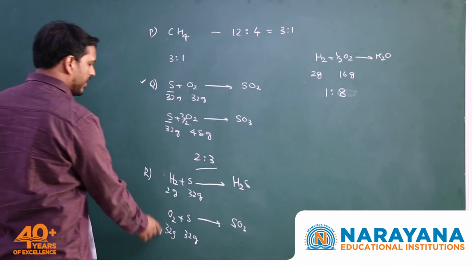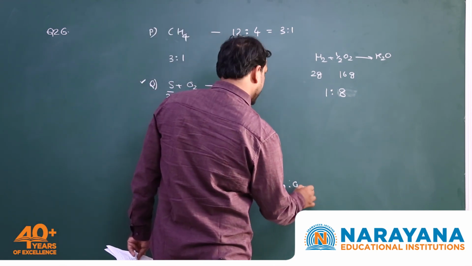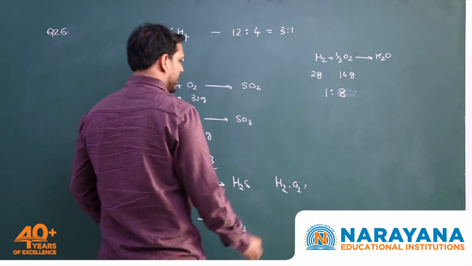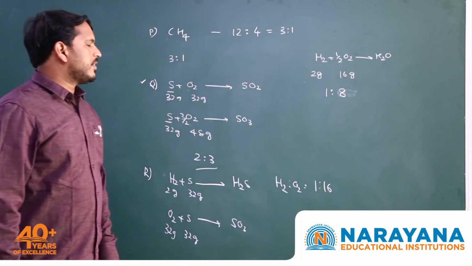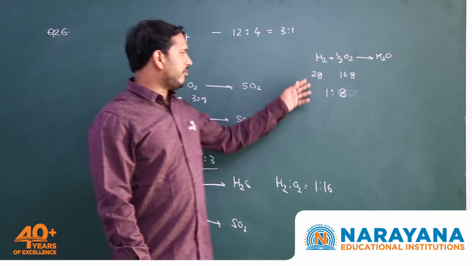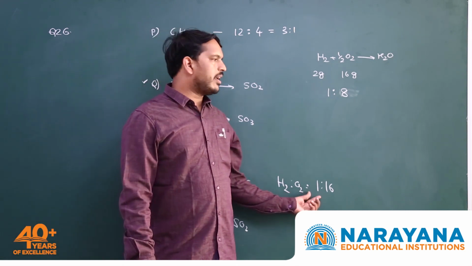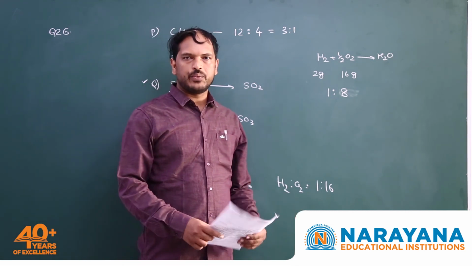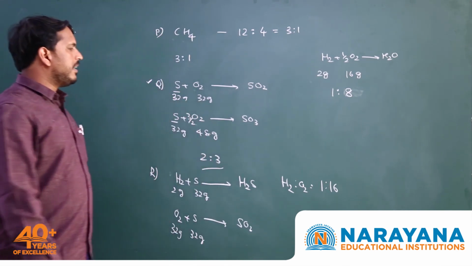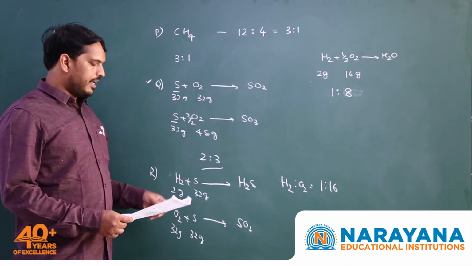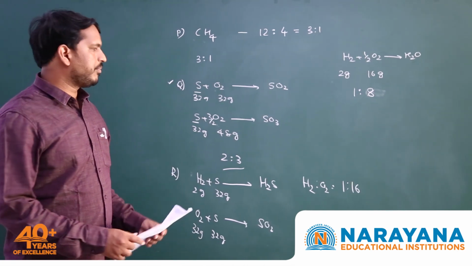Here weight ratio of H2 and O2 is how much? H2 and O2 weight ratio is 1:16. So, now if we take these two weight ratios of H2 and O2, we will get a simple whole number ratio, that is 1:2. Hence, which law is obeyed here? Here it follows the law of reciprocal proportions.